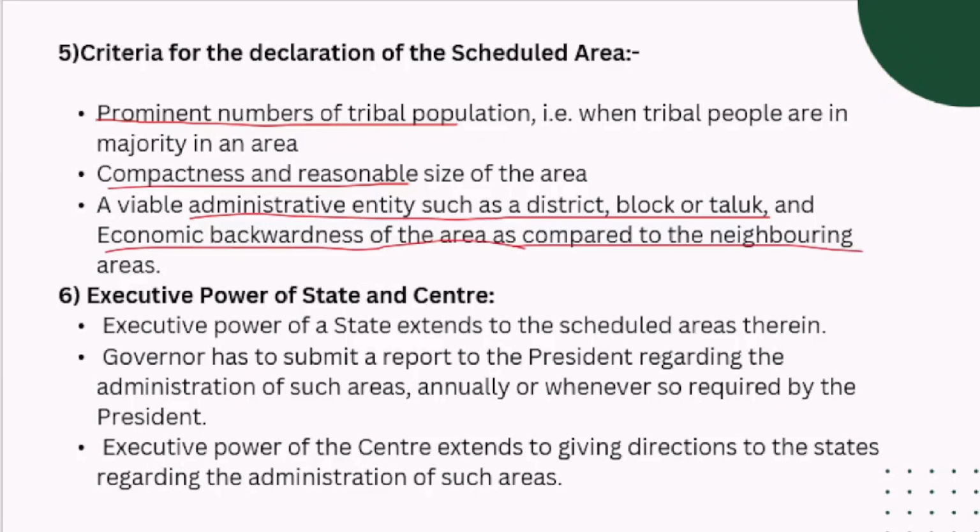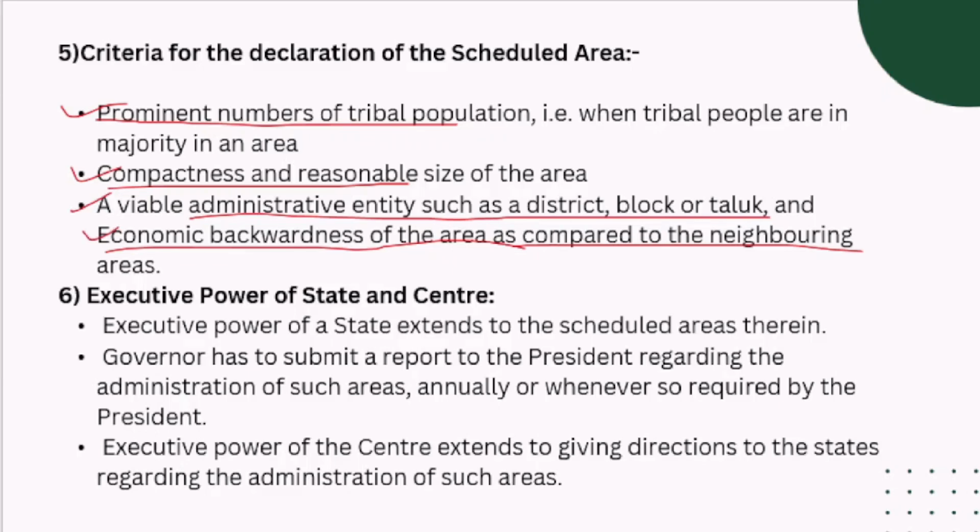It basically means that for an area to be declared a scheduled area, it should have a majority tribal population, first point, be compact in size, have a viable administrative structure, and be economically backward as compared to the neighboring areas.